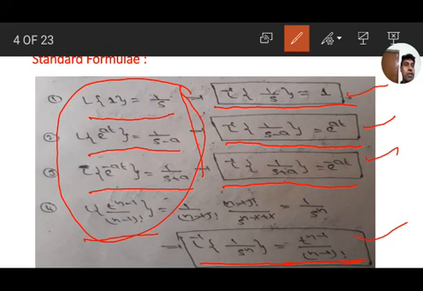First one, L inverse of 1 by s is 1. L inverse of 1 by s minus a is equal to e to the power of at. L inverse of 1 by s plus a equals e to the power of minus at. L inverse of 1 by s to the power of n equals t to the power of n minus 1 by n minus 1 factorial. Next formulas.